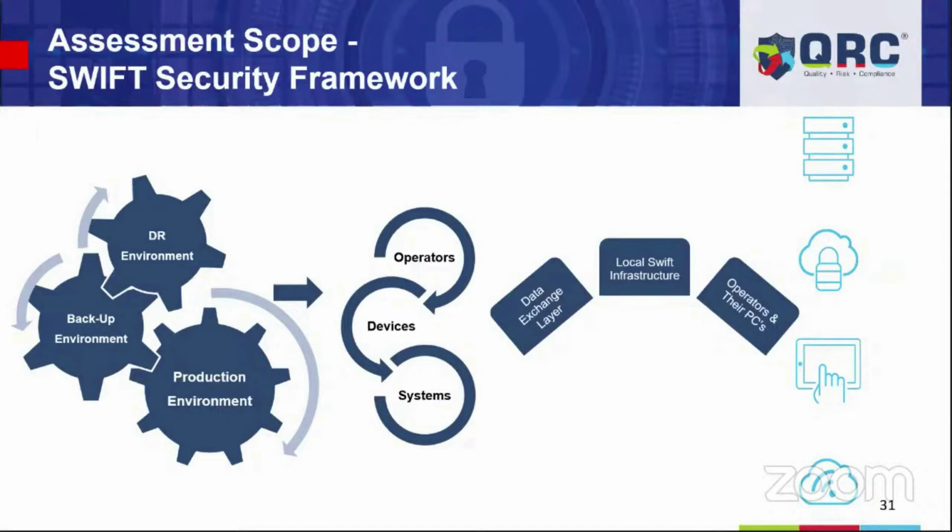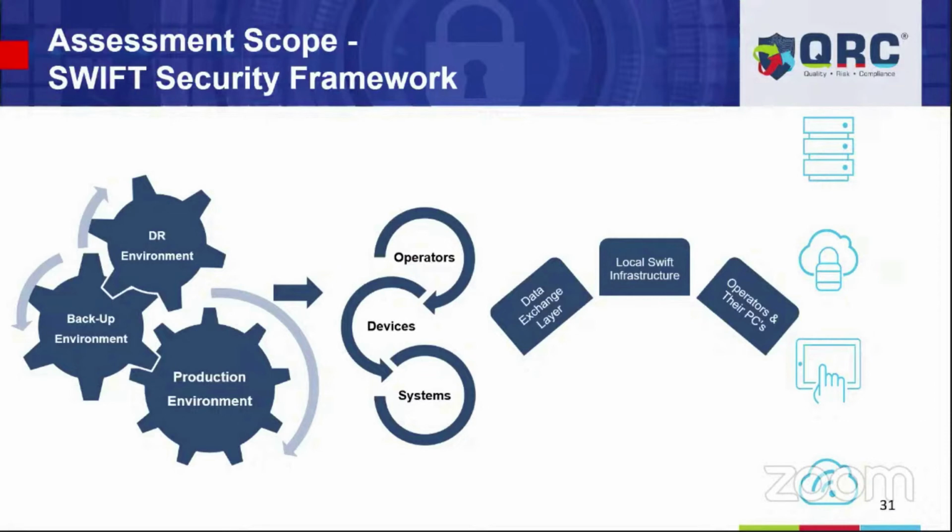Whether it is a GUI, an application, or an HSM, anything: the data exchange layers, the data interfaces, the back office systems, the Swift infrastructure, and also the local messaging queues. So all these are application layers and data exchange layers. The connectors also we need to consider. And the third one is the operator PCs, because that is very important, since the transaction initiation actually happens from there.